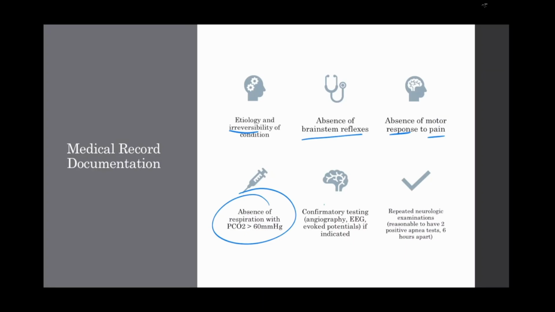You have confirmatory testing with EEG and angiography. Again, EEG will show no spikes, nothing going on in the brain, therefore no electrical activity. The last part is the important part: repeated neurological exams, 6 hours apart. If they're the same 6 hours apart, that is again indicative of brain death.